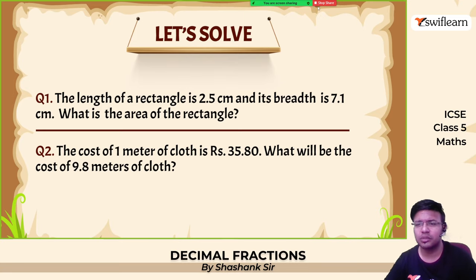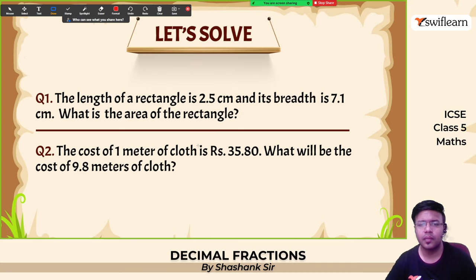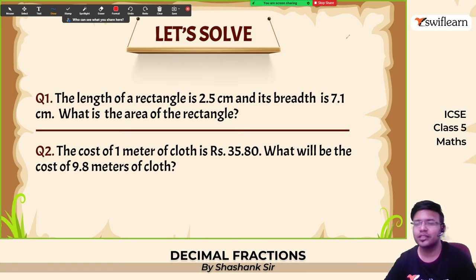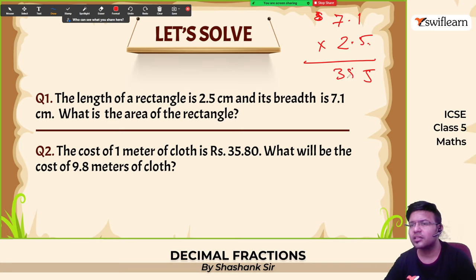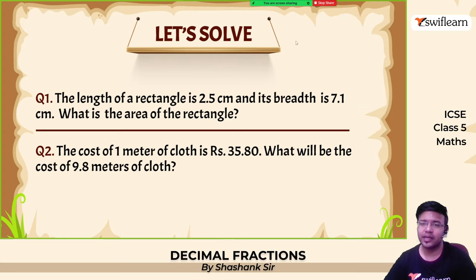The length of the rectangle is this much and the breadth is this much. What is the area of the rectangle? Yes, the area of the rectangle is nothing but length times breadth. So 2.5 times 7.1. 5 ones are 5, 5 sevens are 35. Okay, 5 sevens are 35. Put a 0, 2 times 1 is 2, 7 twos are 14. Add this, you get 1775. Place the decimal after two numbers from the right. So 17.75 centimeter square is the area of the rectangle.